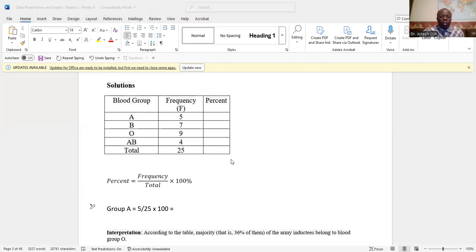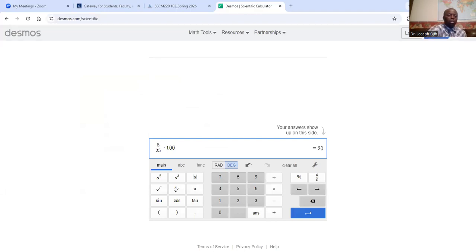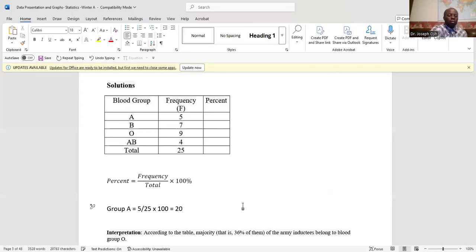So with our calculator, you can get it quicker. Okay, calculator is right here. 5 divided by 25 times 100. 20. That was 20% for that group.